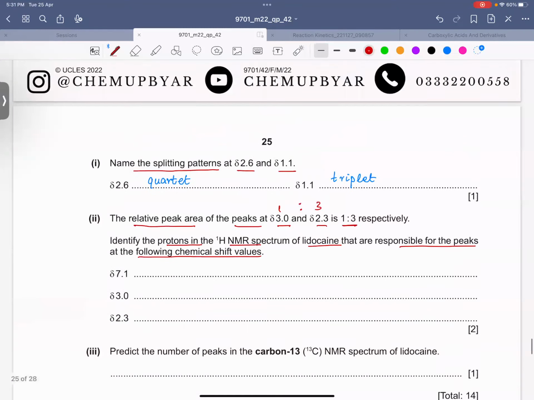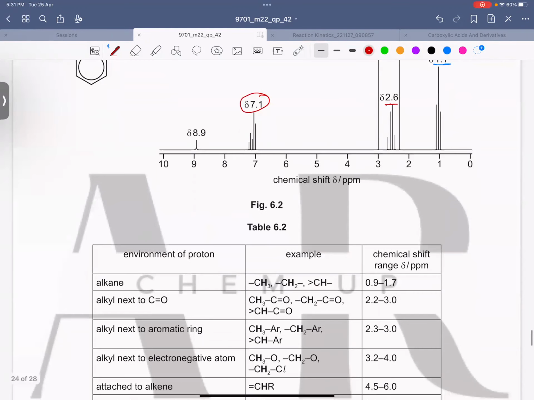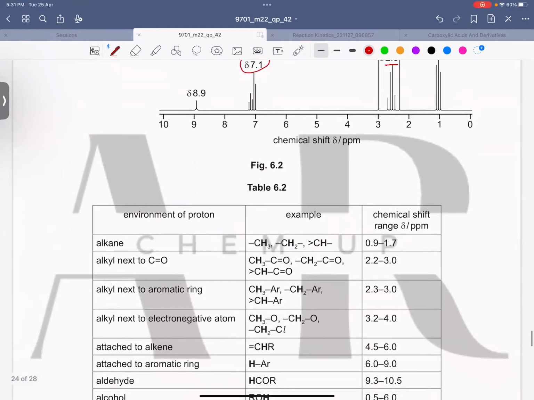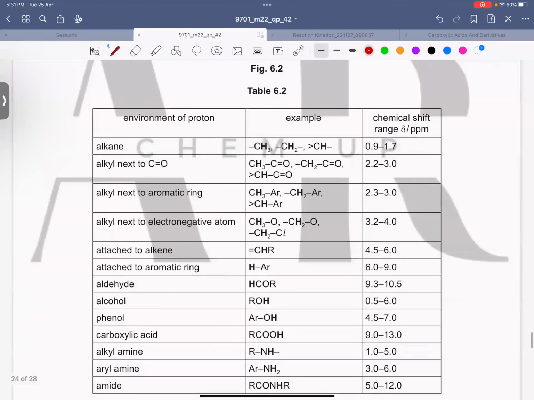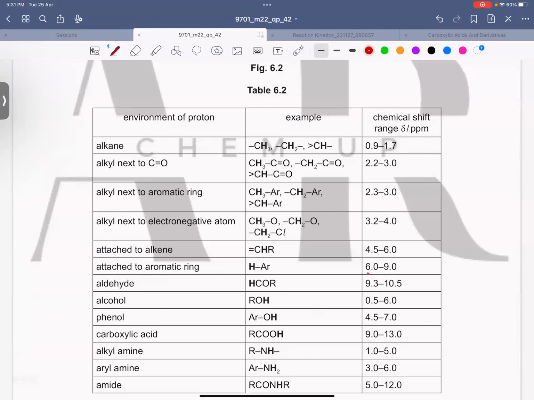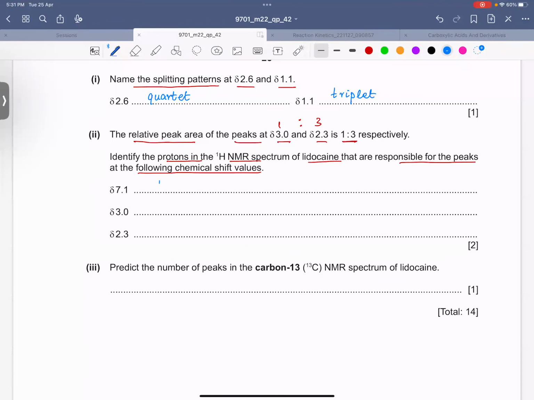So, first talk about 7.1. If you see over here, 7.1 lies in this range, which means a proton attached to an aromatic ring, right? So here I would write that proton attached to aromatic ring.